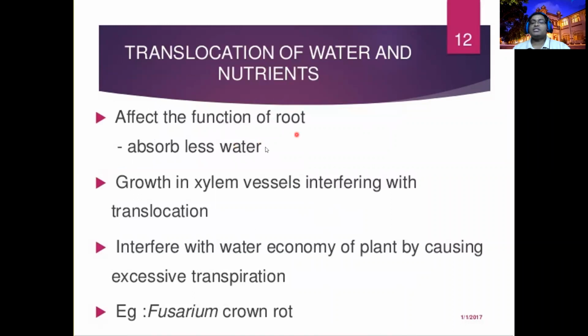Right, affecting the function of the root. If it's a root pathogen, and the root hairs get infected, damaged or rotten, the plant absorbs less water. That's why your plant shows wilt symptoms. For example, with Fusarium and Verticillium, or in a nematode attack, your plants will show wilt symptoms in the day. It will become normal at night, because the transpiration rate is high in the daytime and the plant cannot absorb more, because the root hairs are damaged by this pathogen.